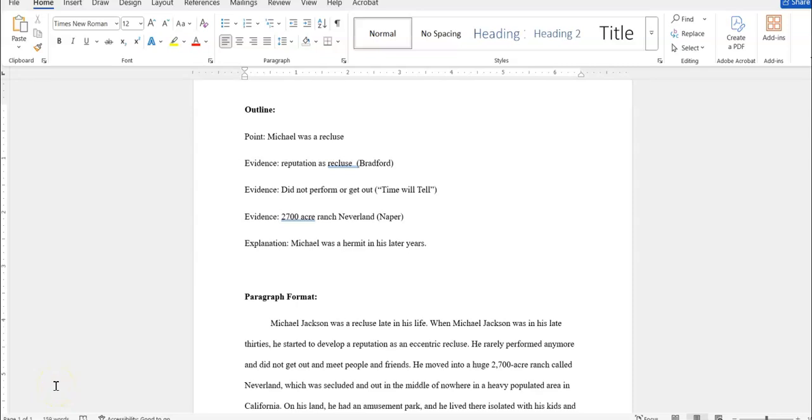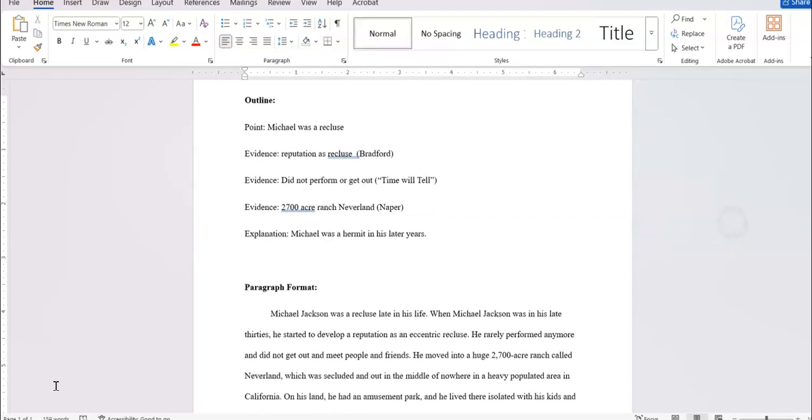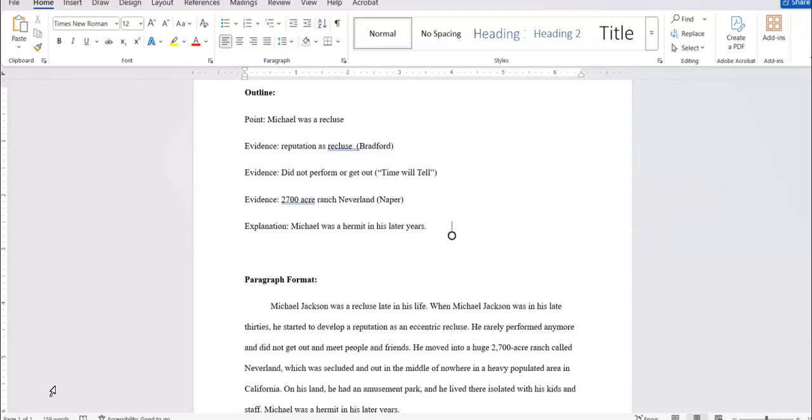Hi, everyone. Some of you are having trouble moving the outline to the paragraph format. So we're going to take a look at that and see if we can help you move that along just a little bit better. Now, remember with the outline, we're looking for that PEE format.